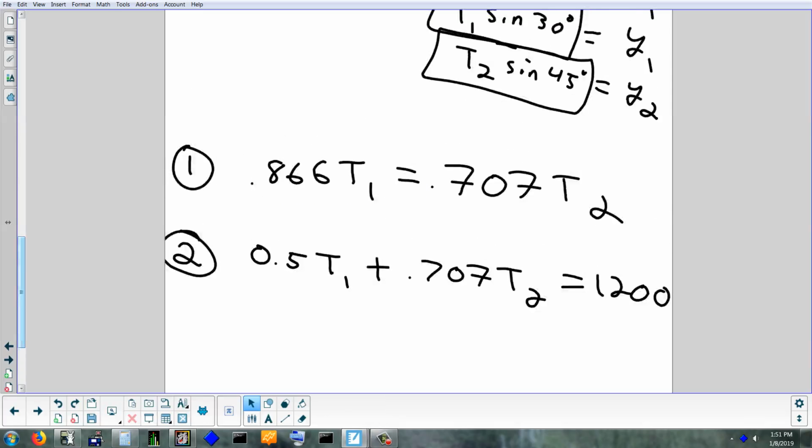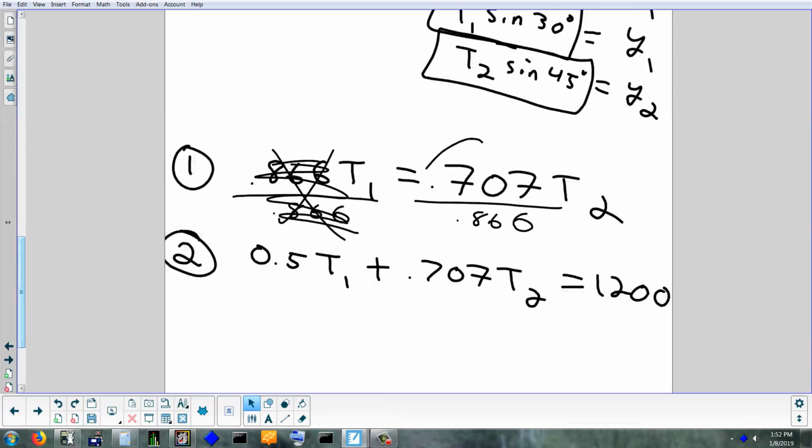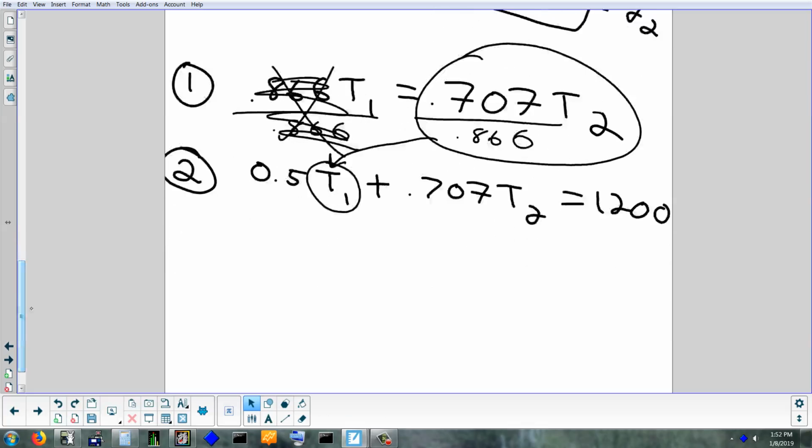How could you put 0.866 on the other side? Divide by 0.866. That's gone. So T1, I'll do that out, is 0.707 divided by 0.866 with a T2 next to it. So where am I going to plug that in, for what letter? For T1. Okay, so let's plug that in, and then we're just going to have a bunch of decimals we have to multiply out.